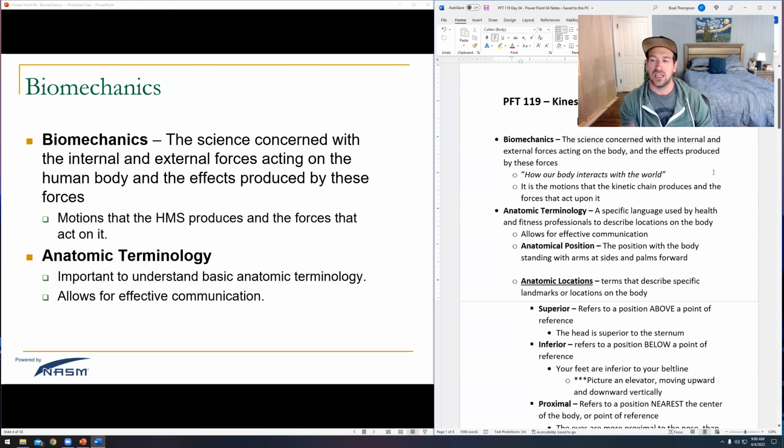That's the study of how our internal mechanisms are acting upon external forces, right? So it's basically how our body is interacting with the world. How is the weight of this glass of water affecting the muscles in my body? How do they have to contract in order to do that? How do my joints have to move through specific ranges of motion, right? It's the motion that your kinetic chain, that's your muscular, skeletal, and nervous system, produces, and then all the forces that are also acting upon it, right?